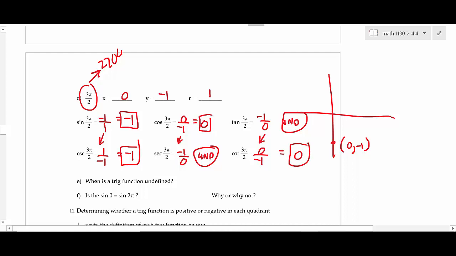All right, and a couple of things on this. A trig function, what is it that makes the trig function undefined? Well, it just means you have a 0 denominator. So anytime the denominator is equal to 0, that's when the trig function's undefined.